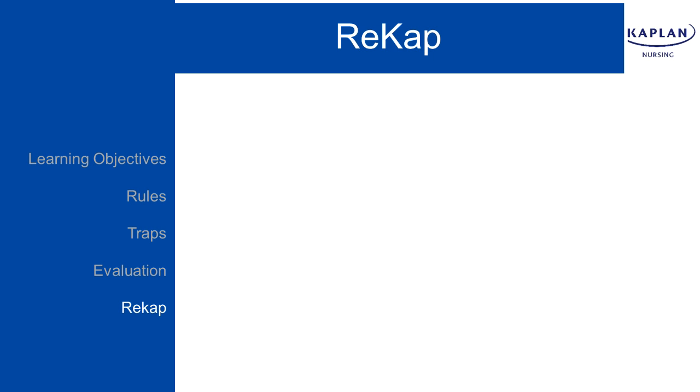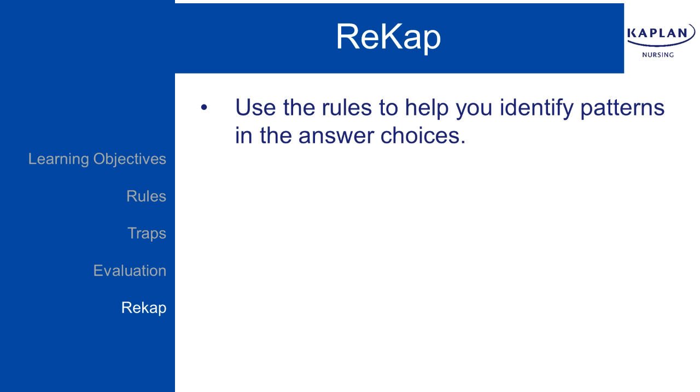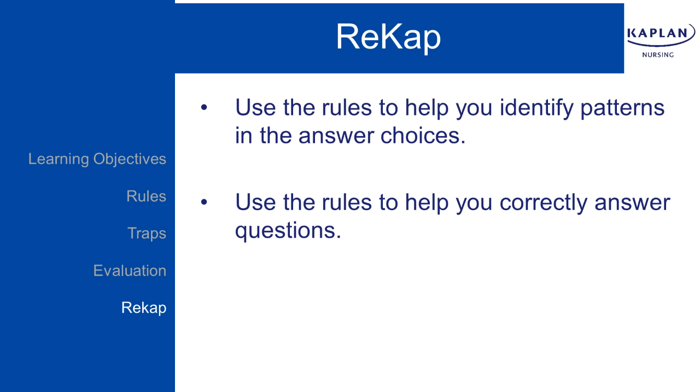Now I'd like to recap. You're going to use these rules not as absolutes, but they're going to help you identify patterns in your answer choices. Critical thinking is about seeing patterns, identifying those patterns. And the more you can do that, the more likely you are to select the correct response. So that's what you're going to use the rules for. Don't use them as absolutes. If you said that pain is always a psychosocial answer, and I think pain is the right one here, okay, as long as you have thought through it.